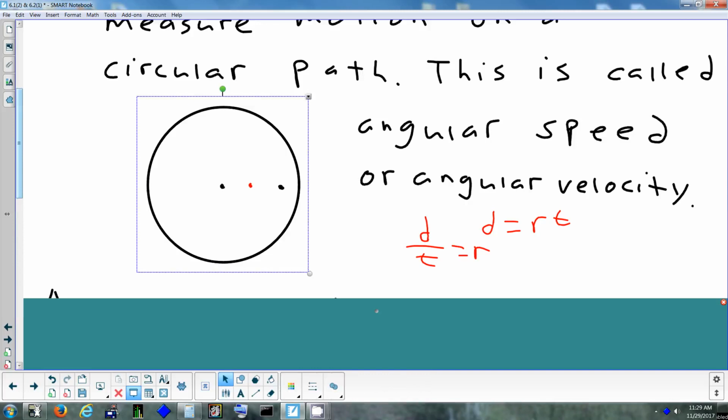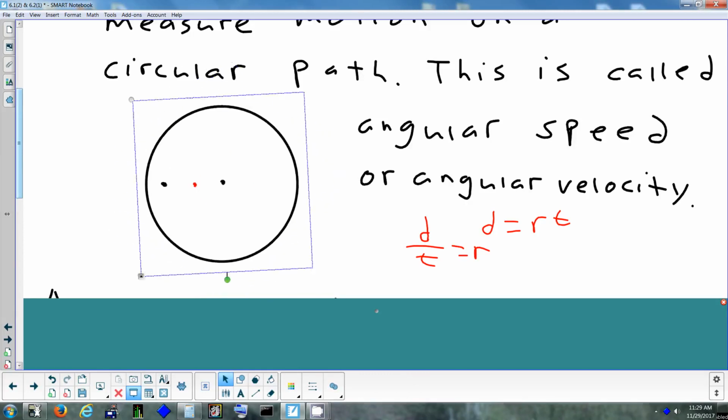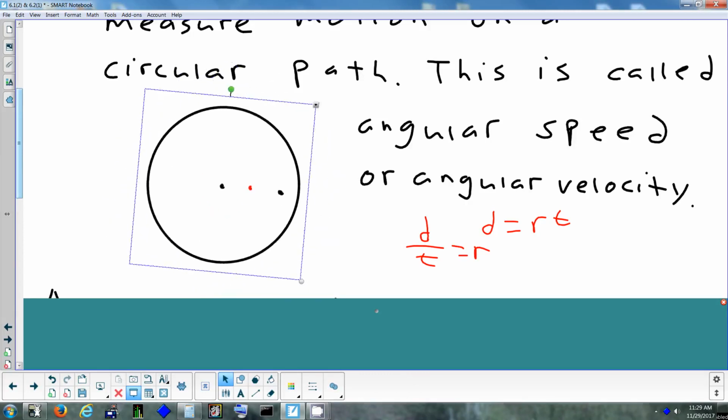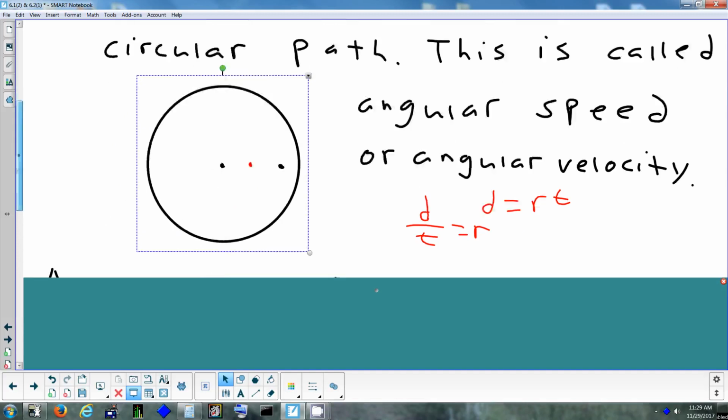Then we can say the speed of all these dots is maybe 60 revolutions per minute. Maybe it took me 1 second to go all the way around. Okay, so they're all traveling at 60 RPMs. But they have different linear speeds. And that's where that can get confusing. Okay, so that's why you use angular velocity.